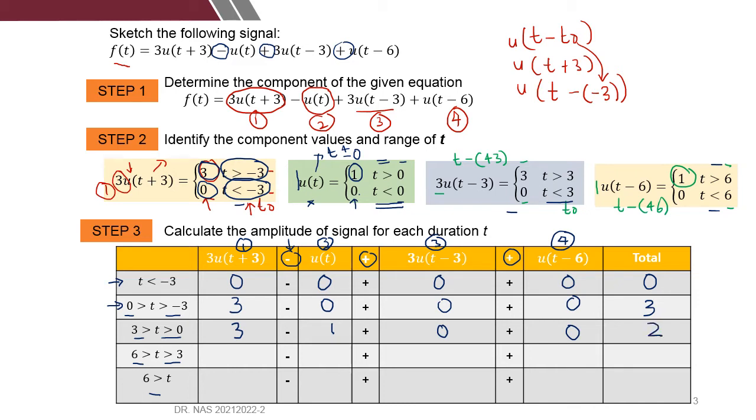Okay, moving on, larger than 3. So the first component, always larger than minus 3.